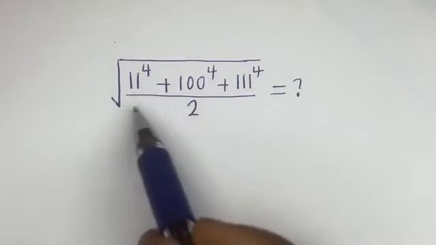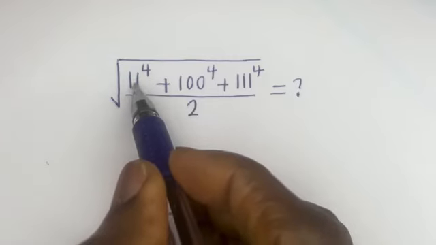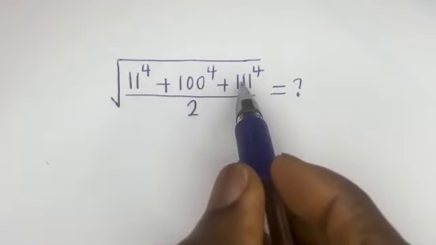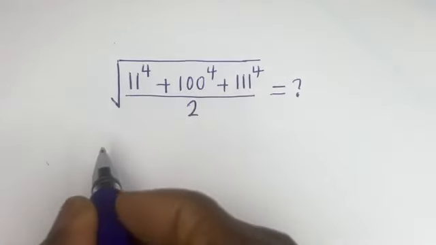Hello, how to simplify this nice math problem without using a calculator? Square root of 11 to the power of 4 plus 100 to the power of 4 plus 101 to the power of 4, divided by 2. Solution.